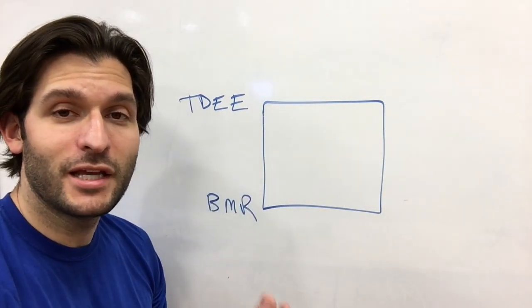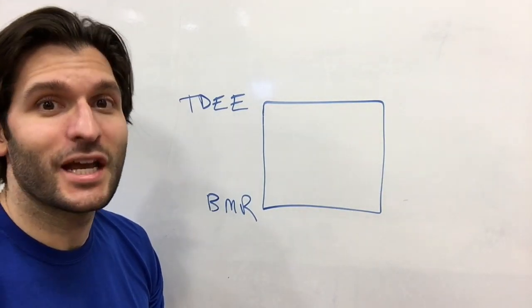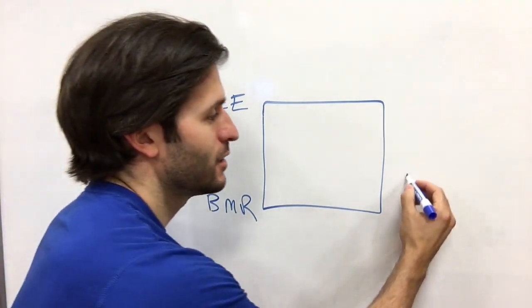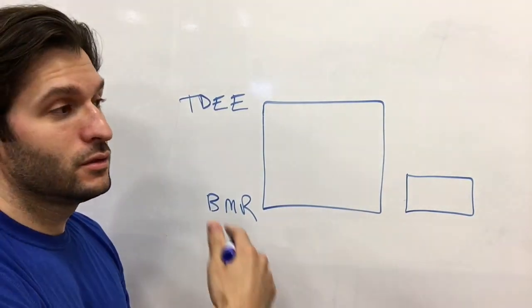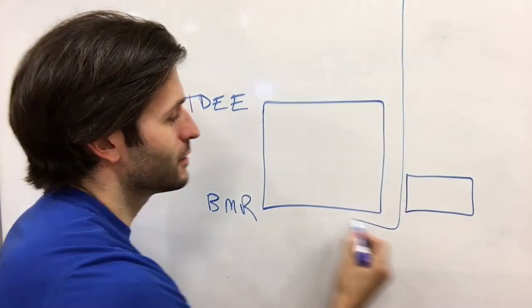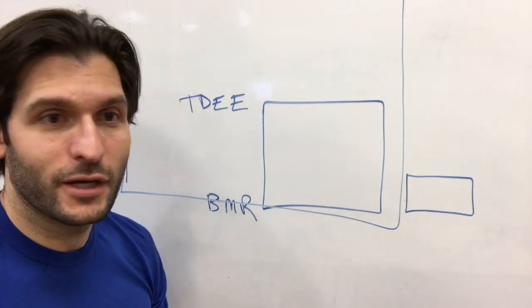This is how many calories my body needs based on how active I am, based on how much exercise I'm doing. So if I'm not doing much exercise, then this room might be pretty small. If I'm an Olympic swimmer, then this room might be a gymnasium. So it really just comes down to how active am I.